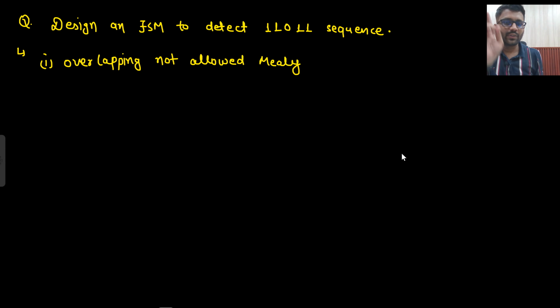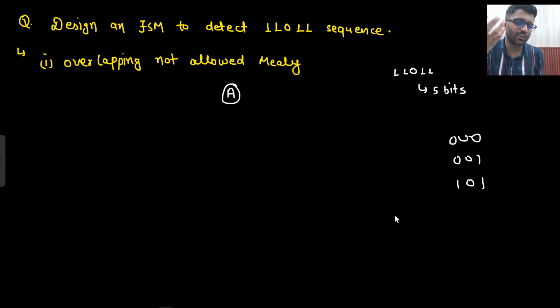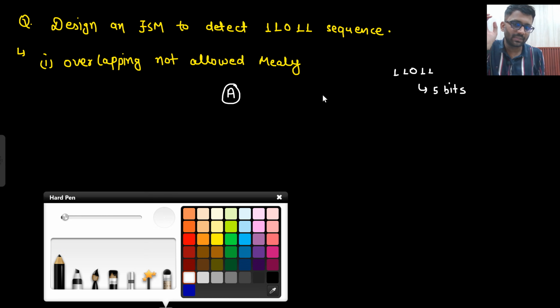So which sequence do you need to detect? You need to detect the sequence 11011. Okay, so the number of bits is 5. So let's just say I am in any state. I am in state A. This state could be anything, 000, 001, 01, 101. It could be any state. But currently I am in state A. I am starting from state A. This is my starting point.